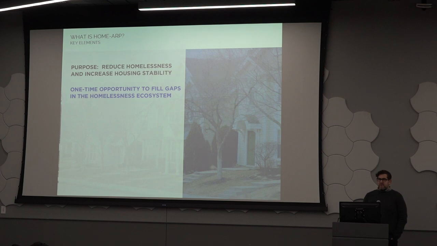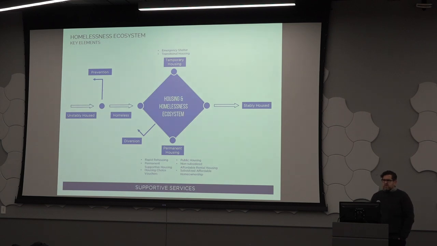The purpose of HOME-ARP is to reduce homelessness and increase housing stability. It is a one-time opportunity to fill gaps in the homelessness ecosystem. So this is a one-time opportunity. The funds need to be used and dispersed by 2030. And so we like to talk a little bit about what the homelessness ecosystem is. How does it serve the population in our community?